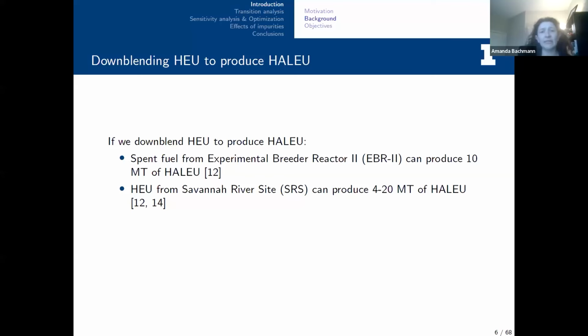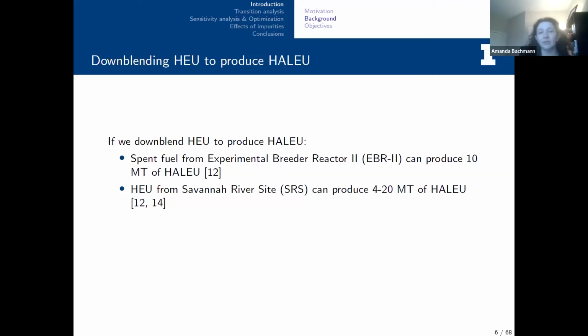When we talk about downblending HEU to produce HALEU, there are a couple of different material inventories that we can use right now that the Department of Energy has identified. One of them is the spent fuel from the EBR-2 reactor that's currently in Idaho, which can produce about 10 metric tons of HALEU. There's also HEU from the Savannah River Site in South Carolina that can produce between 4 and 20 metric tons of HALEU.